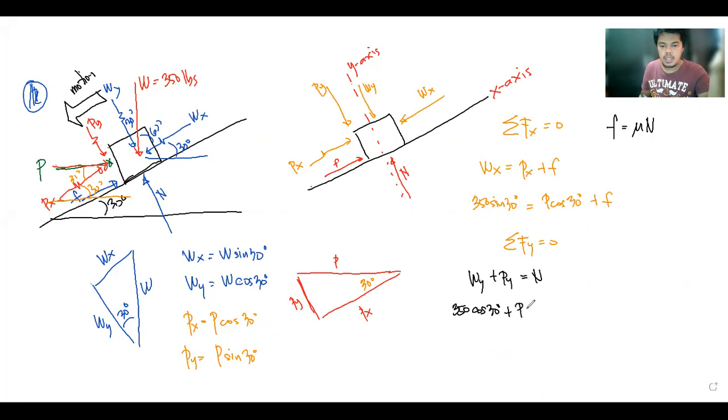So Py is P sine of 30, while N is the friction force divided by tangent of 15. If you can see, we have two equations with two unknowns, that's P and F. I believe you have your calculator, so you can type directly.